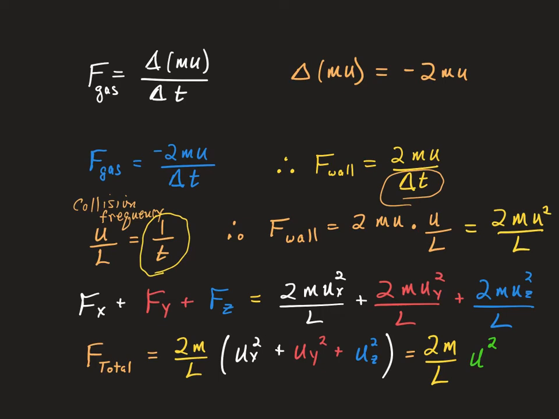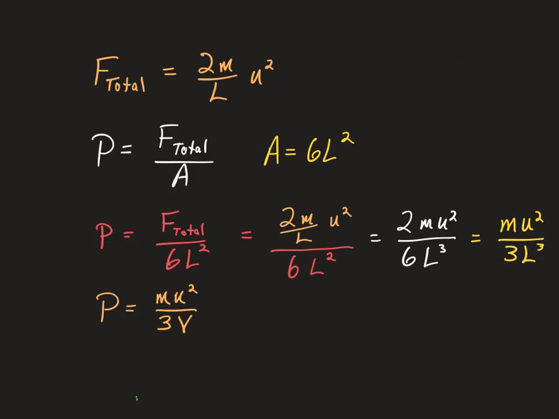that relationship. Okay? So we're back to looking at the full vector as it goes diagonally across that box from corner to corner. Okay, so here's that equation. Our total force, 2 times the mass of a single molecule, divided by the length of one side of our cube, times the speed of our molecule in meters per second squared.